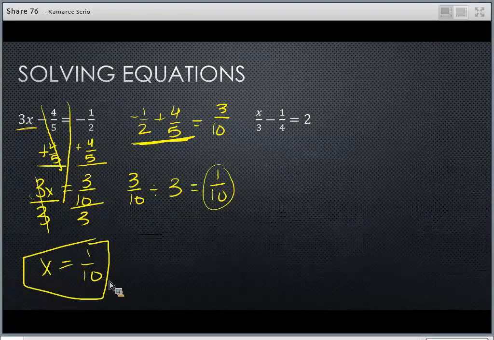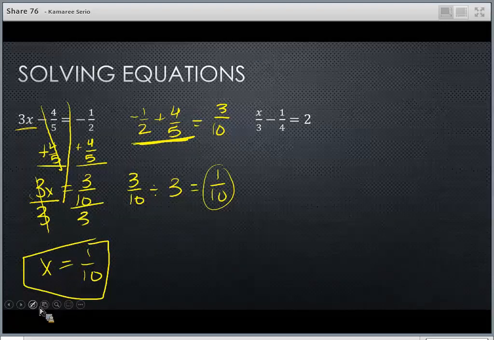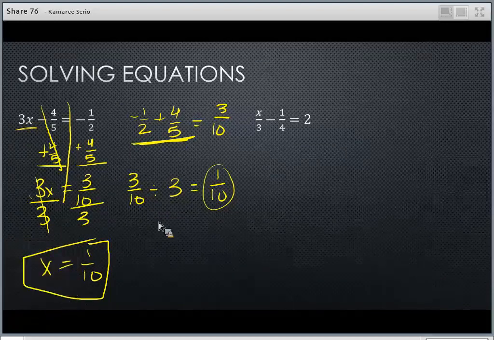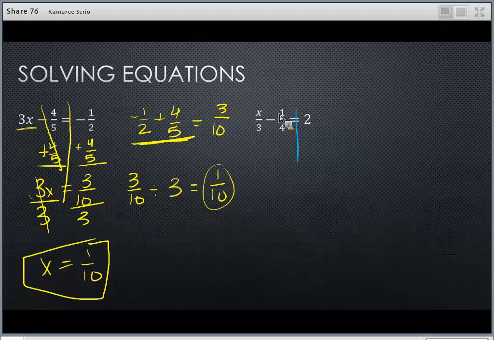1 over 10. So even though you have fractions, remember, use your calculator. Utilize it. You can use it. Why wouldn't you?